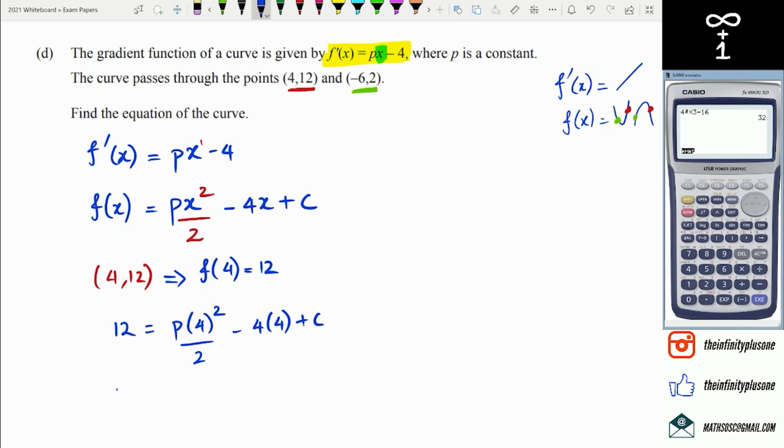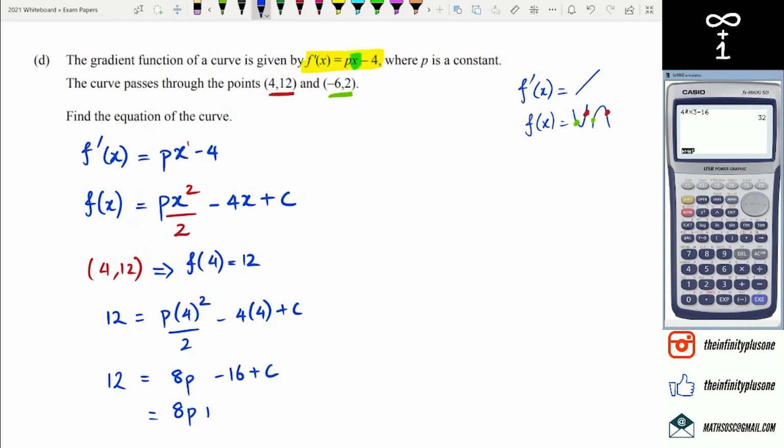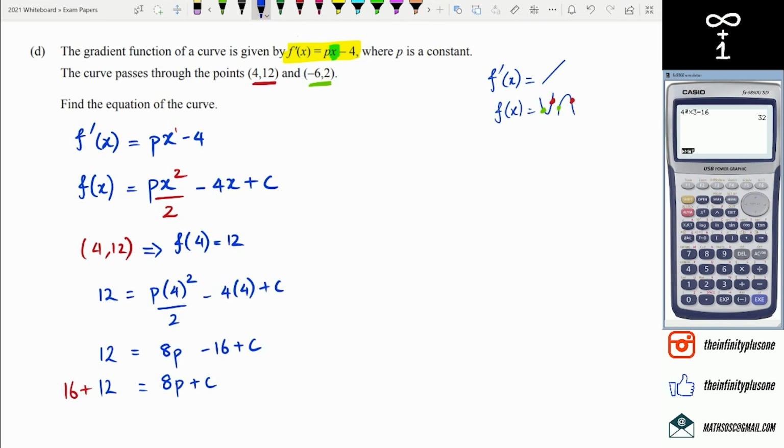We're going to simplify this now. So we're going to get 12 equals p. 4 squared is 16. 16 divided by 2 is 8. So that's going to become 8p, minus 4 times 4 is negative 16, plus c. Obviously, I don't like that 16 there. I'm going to take it to the other side. And I've got 8p plus c, and on this side, I've got 12 plus 16. So simplifying this, I'm going to get my first equation, which is 28 equals 8p plus c. All right, so that's my first equation.